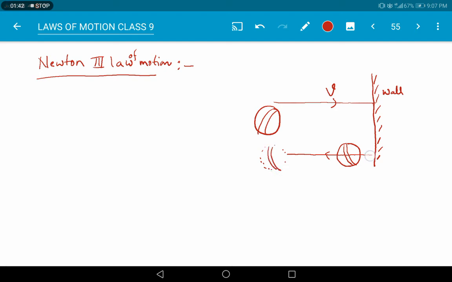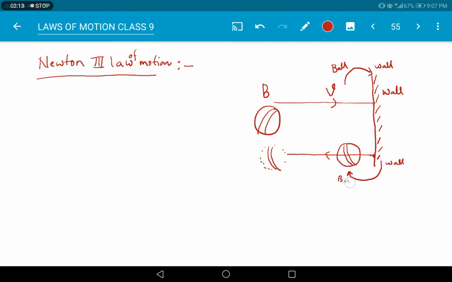So here two phenomena take place simultaneously. Sir, what are the two phenomena? One is that the ball exerts some force on the wall. At the same instant of time, the wall exerts some force on the ball.